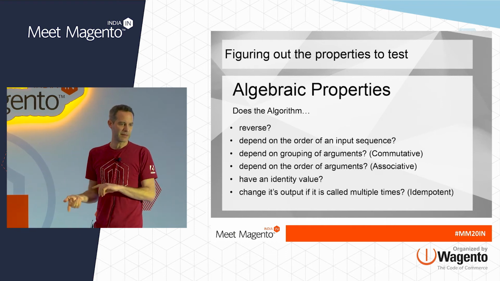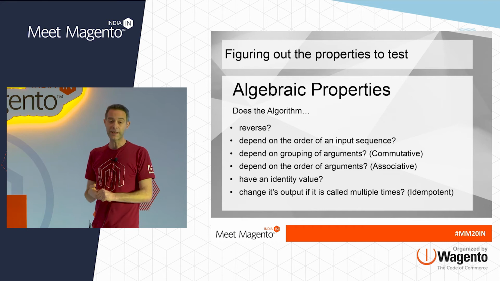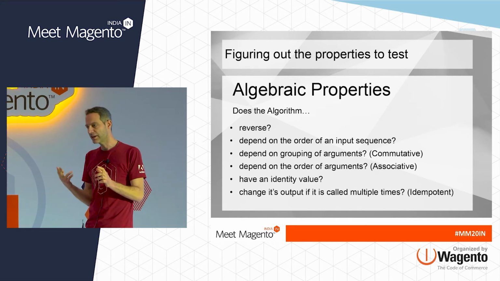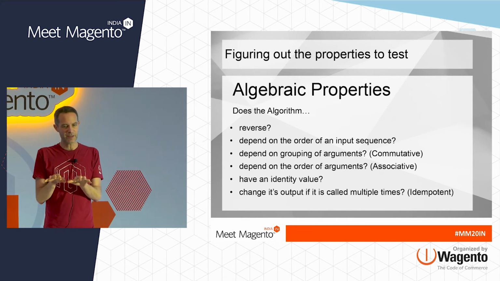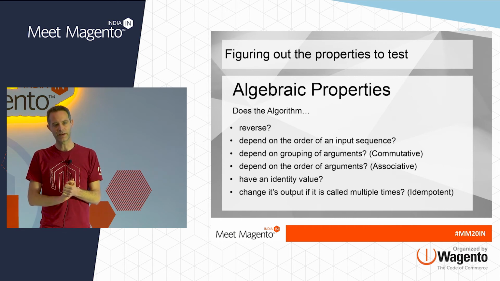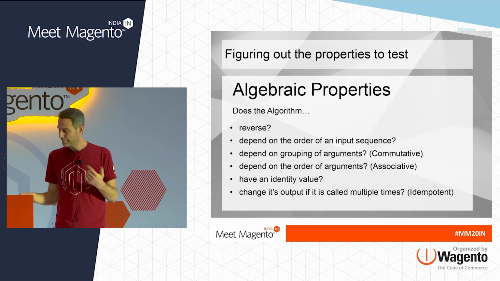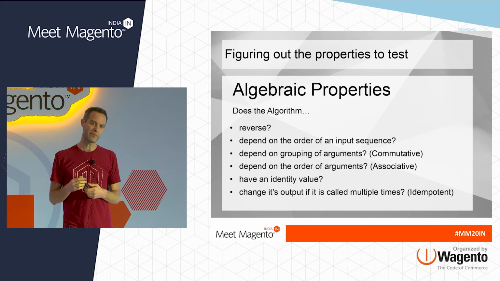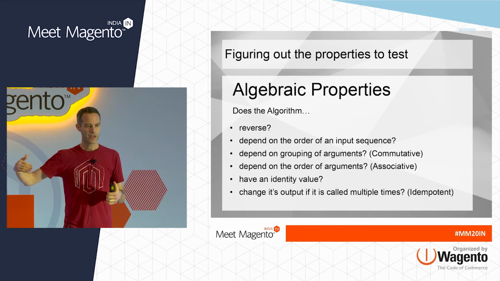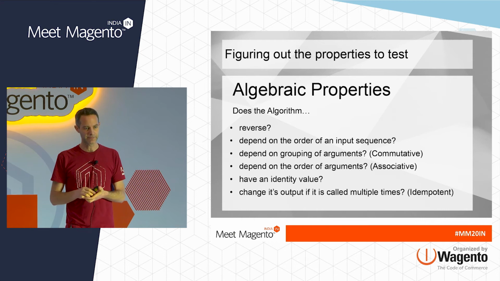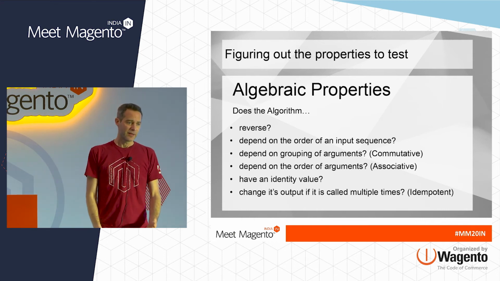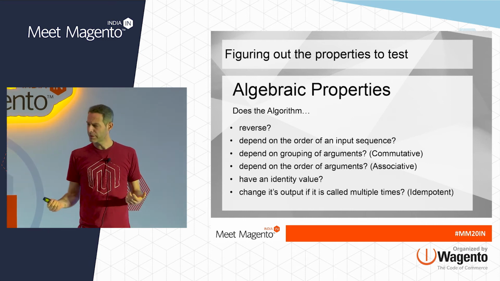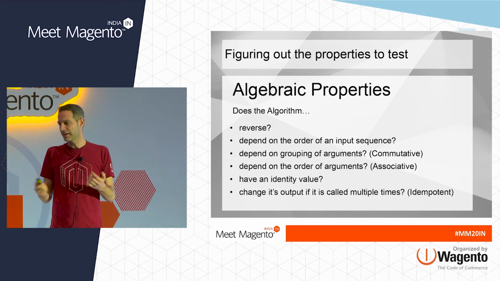Is A plus B the same as B plus A? Do I have an identity value, like an empty string or an empty array? If I concatenate an empty string, it's still the same string. Those kinds of properties. And finally, it's oftentimes useful to check if my function is idempotent. Can I call it multiple times without the result changing? Then that's a nice property to test too. But again, as I said, these properties don't always apply, and it's just a nice thing to check for.